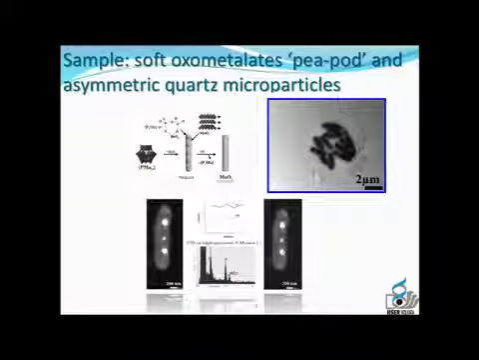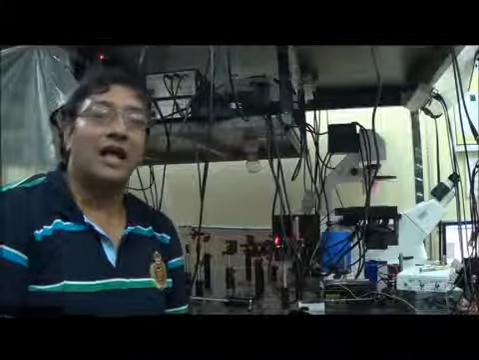Hello, my name is Soumyajit Roy. My laboratory EFAML at IISER Kolkata specializes in the synthesis of soft oxometalates. The pea-pod-shaped particles used in this study are prepared from a phosphomolybdate Keggin-type polyoxometalate precursor and are typically of colloidal length scales.